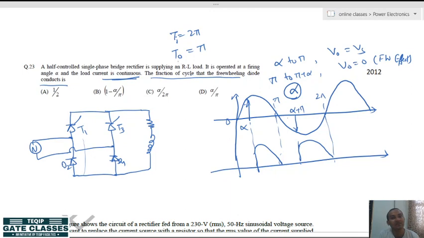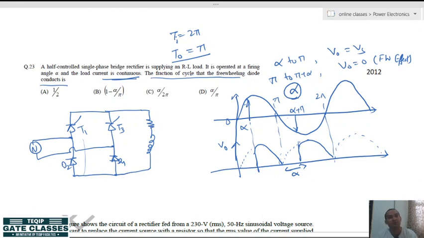We have to take the output cycle, obviously. Why? Because we are dealing with the output voltage now. The freewheeling effect is coming for the output voltage. That's why we are taking the output cycle. In the output cycle, the total cycle is like this. In that total cycle, this portion of alpha radians is conducting as freewheeling. So it means freewheeling is conducting for alpha radians.